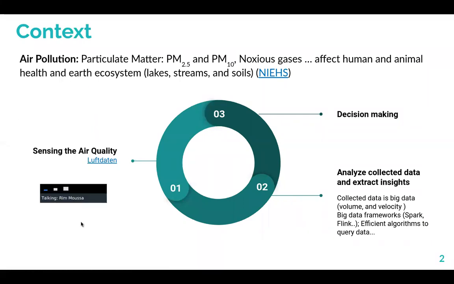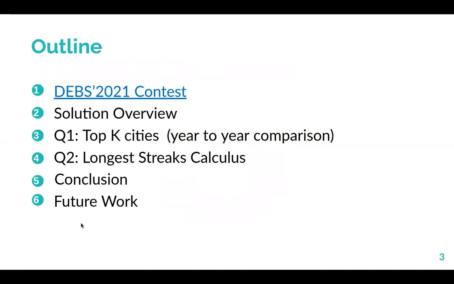We all know that air pollution affects human and animal health and earth ecosystem badly. It pollutes lakes and soils. So we need to sense the air quality. We also need to analyze the collected data because it's big, and for that we need efficient algorithms to query the data as well as big data frameworks, in order, of course, to make the right decision.